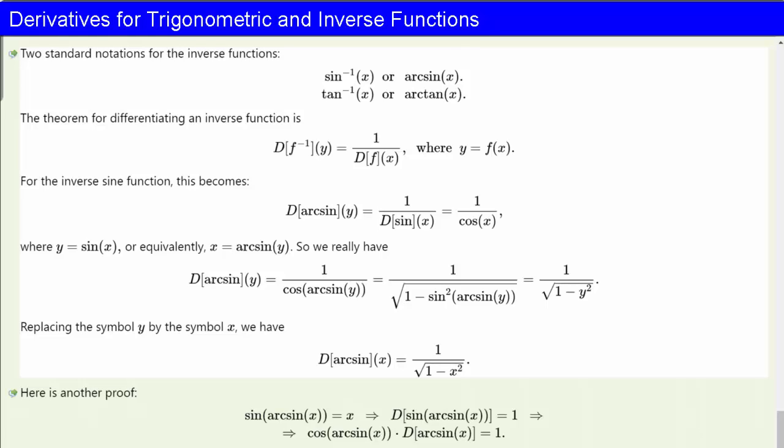Now cos squared plus sine squared is 1, so the cosine for y in this particular range can be written as the positive square root of 1 minus the sine squared of arcsine y. Well, if you take the sine of the arcsine of y and square it, you just get y squared. So the derivative of the arcsine of y is 1 over the square root of 1 minus y squared. Replacing the symbol y by the symbol x, we can write the derivative of arcsine x is 1 over the square root of 1 minus x squared.